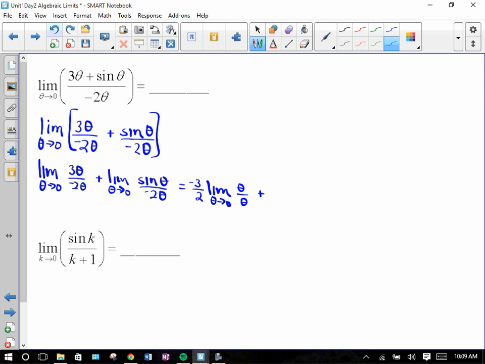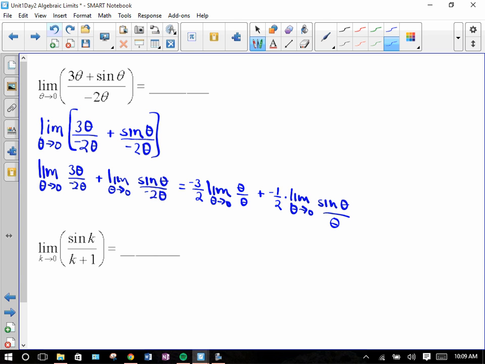Well, is it a negative 2? Is this a negative 2 right here? It's in the denominator, right? So it's 1 over negative 2, so it's negative 1/2. So I'm going to pull negative 1/2 out, and multiply that by the limit as theta approaches 0 of sine theta over theta.